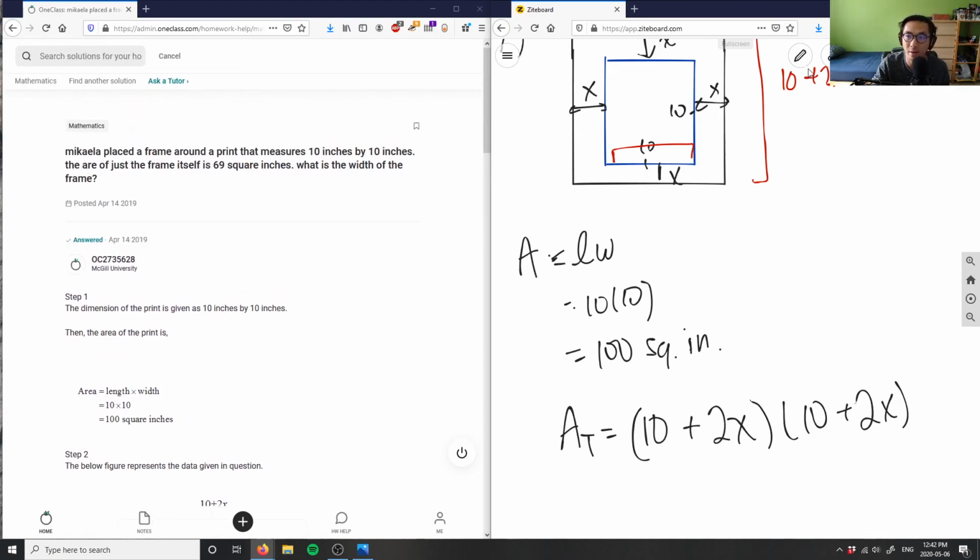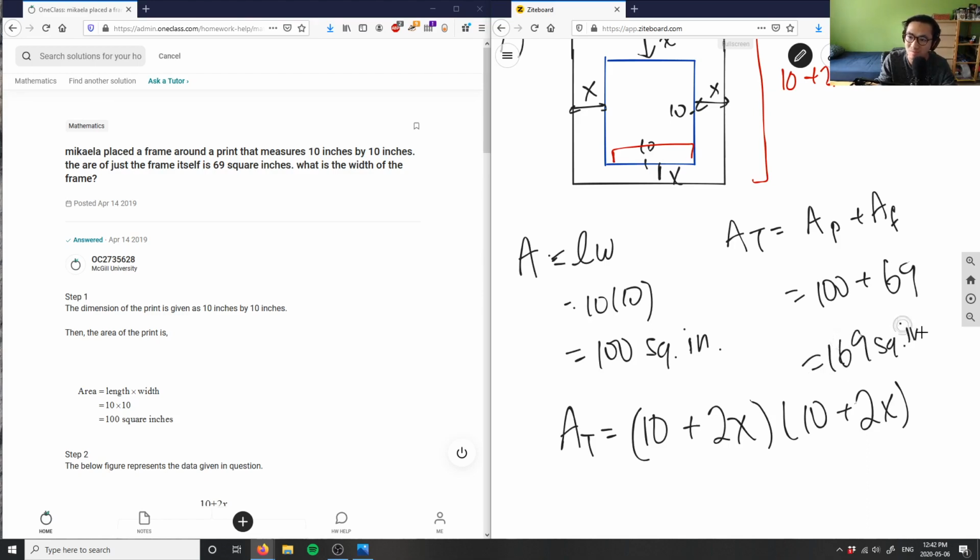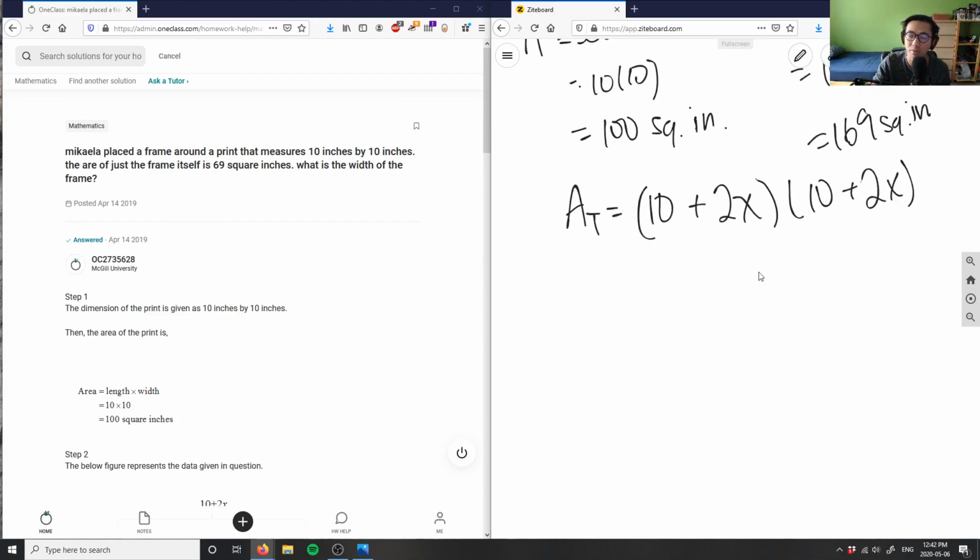And as you can see, the area of the frame is 69 square inches by itself, and the area of the print is 100. So we can basically add up the total area. We can say it is the area of the print plus the area of the frame, right? The area of the print here is 100 square inches. The area of the frame is 69. So the total area here would be 169 square inches. And basically, we can sub that into our equation here, right? So we know that this total area is going to equal 169.